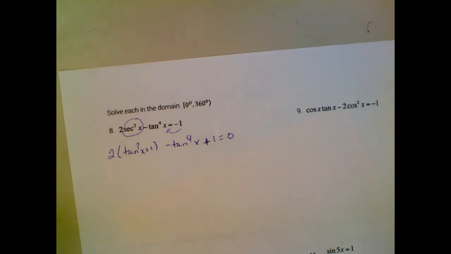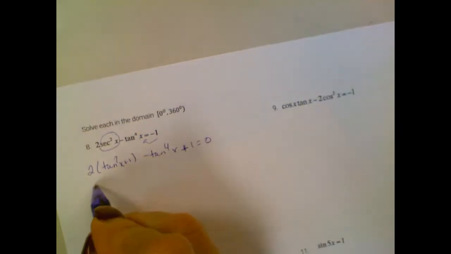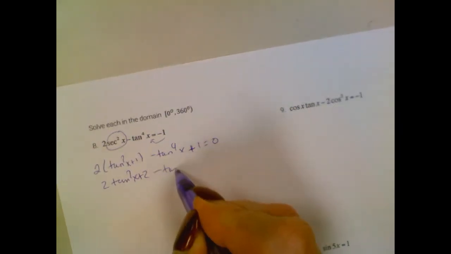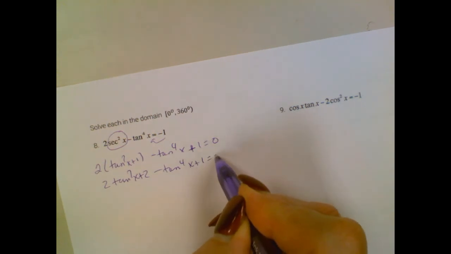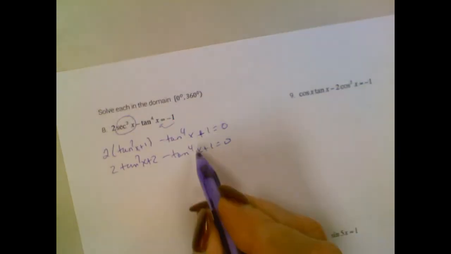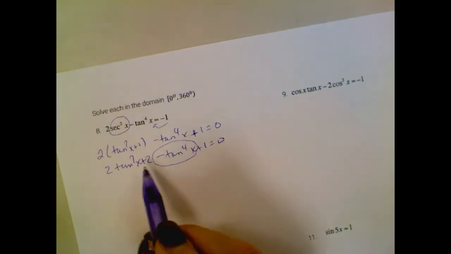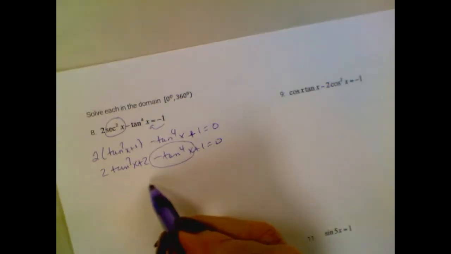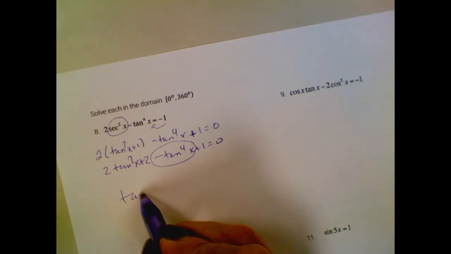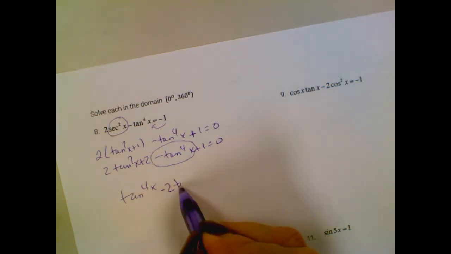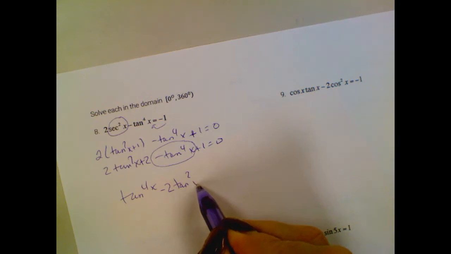I think I know what the answer is already. All right, so you'll notice we have to distribute the 2. And now you notice that this term right here is negative? Since that's your highest term, you don't want your highest degree term to be negative. So we're going to move everything to the other side. So that's going to be tan to the 4th x. This 2 tan squared x is going to be negative 2 tan squared x.